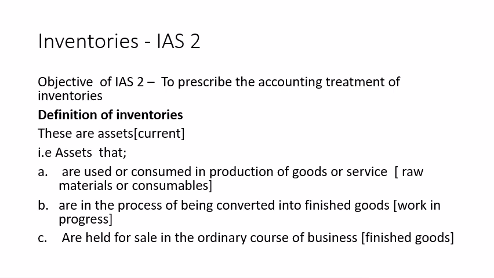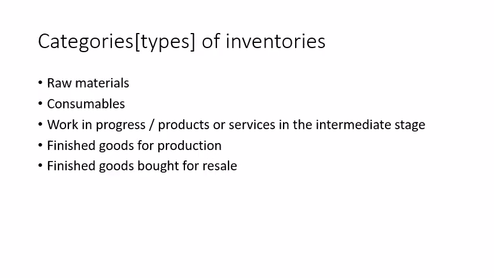Part B, they are assets that are in the process of being converted into finished goods. That is, they are work in progress. Part C, they are assets that are held for resale in the ordinary course of business. That means they are finished goods.